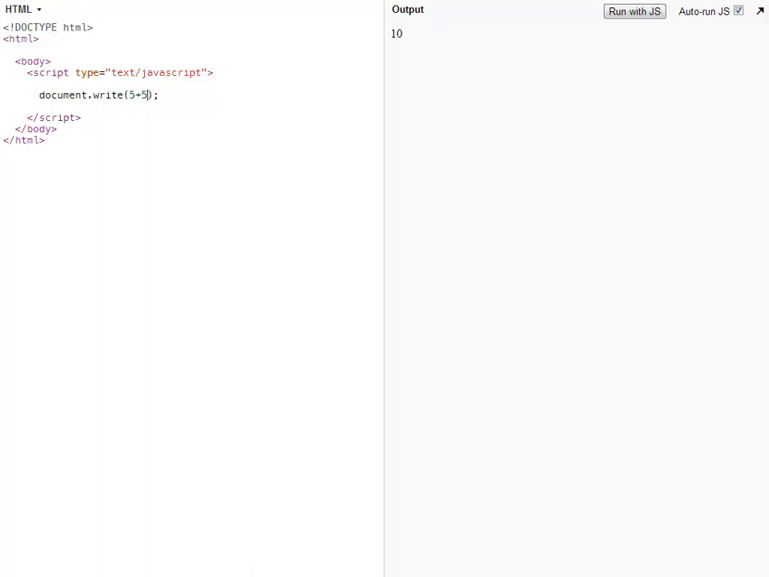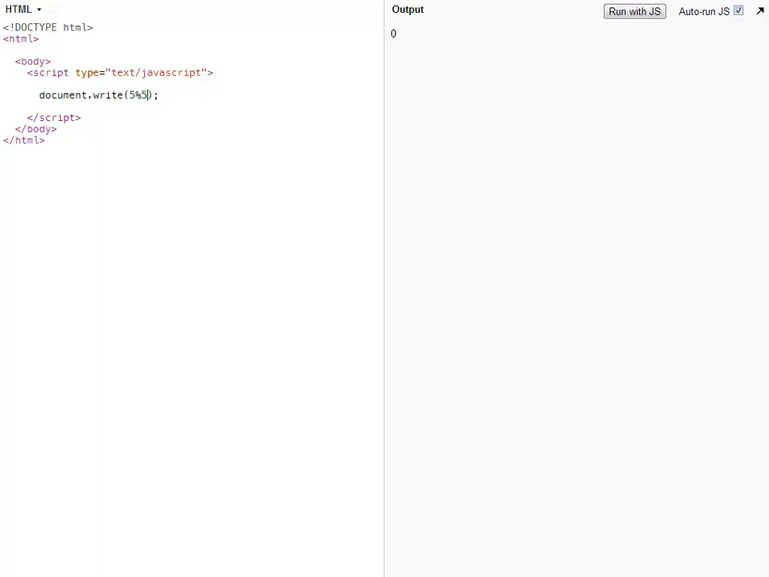So I get 10 for that, which is what I'd expect. 5 minus 5, I get 0. 5 multiplied by 5, I get 25. 5 divided by 5, I get 1. 5 modulus with 5, I get 0, because there's no remainder when I do that division.